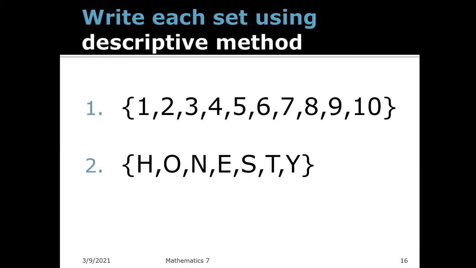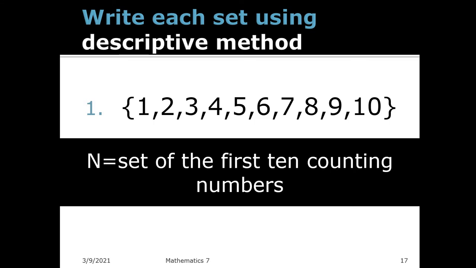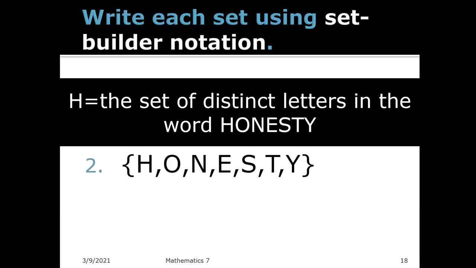Here we write it using the descriptive method. For the first example, we always start with naming the set. We can name it using any letters, but use capital letters. So we have the set of the first 10 counting numbers, from 1 to 10. For number 2, H is the set of distinct letters in the word honesty. In this case, we write all the letters in the word honesty because there are no letters that are repeated.